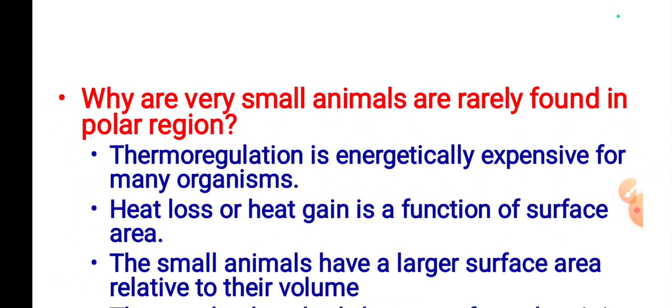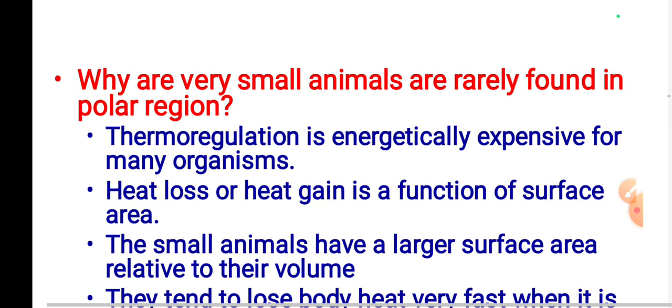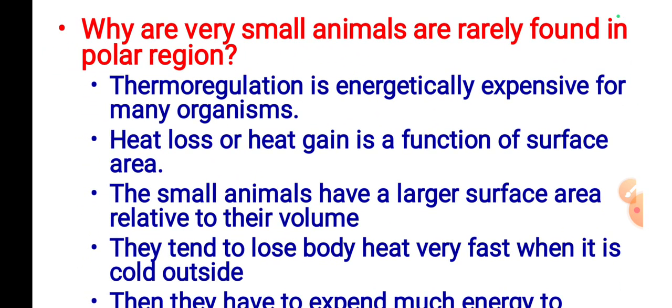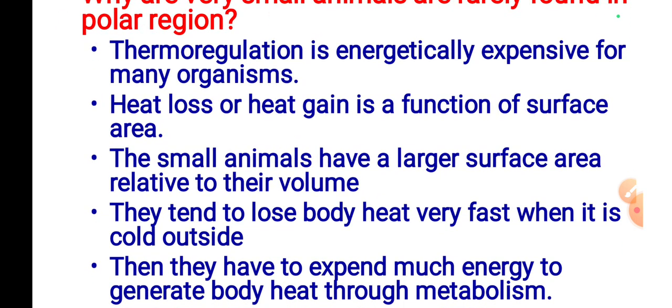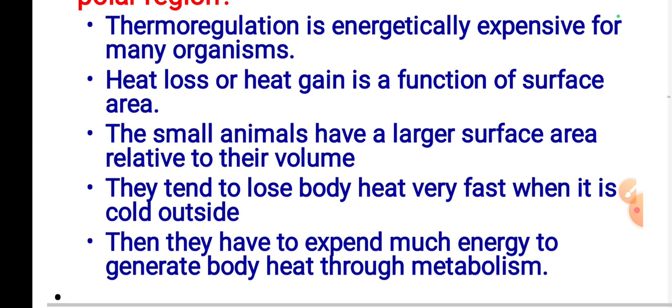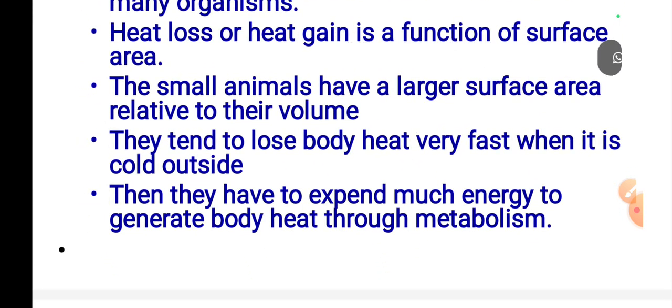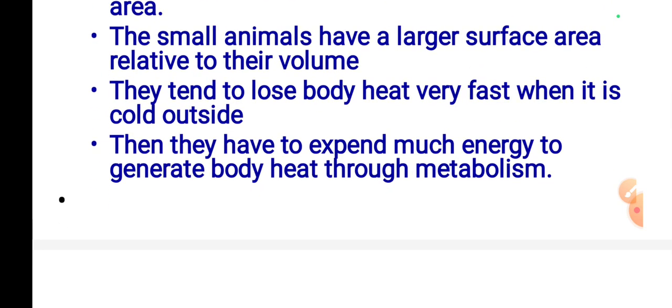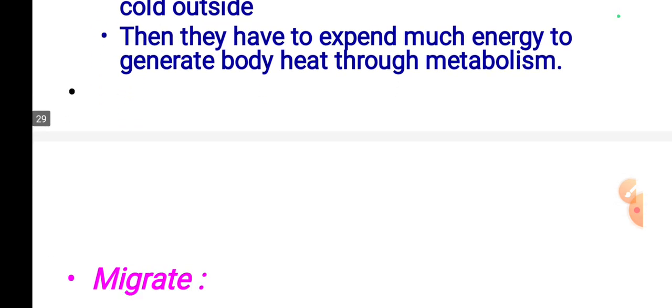Why are very small animals rarely found in polar regions? Thermoregulation is energetically expensive for many organisms. Heat loss or heat gain is a function of surface area. Small animals have a large surface area relative to their volume. They tend to lose body heat very fast when it is cold outside. Then they have to expend much energy to generate body heat through metabolism.